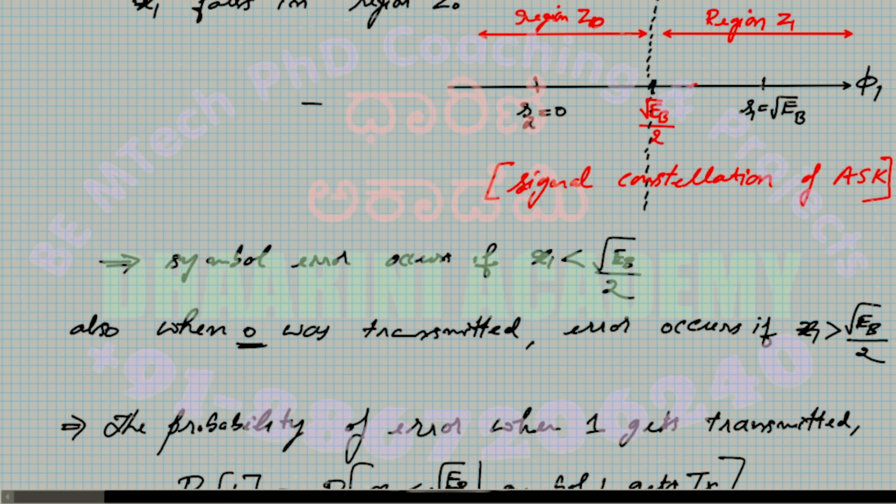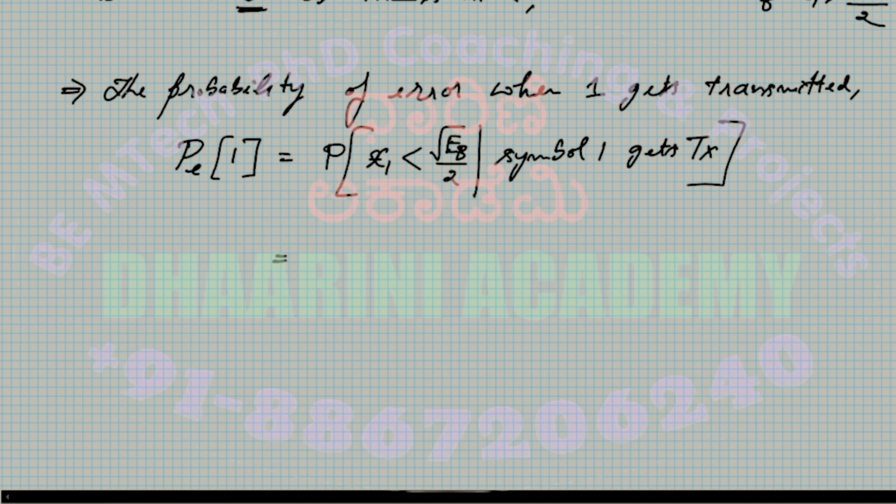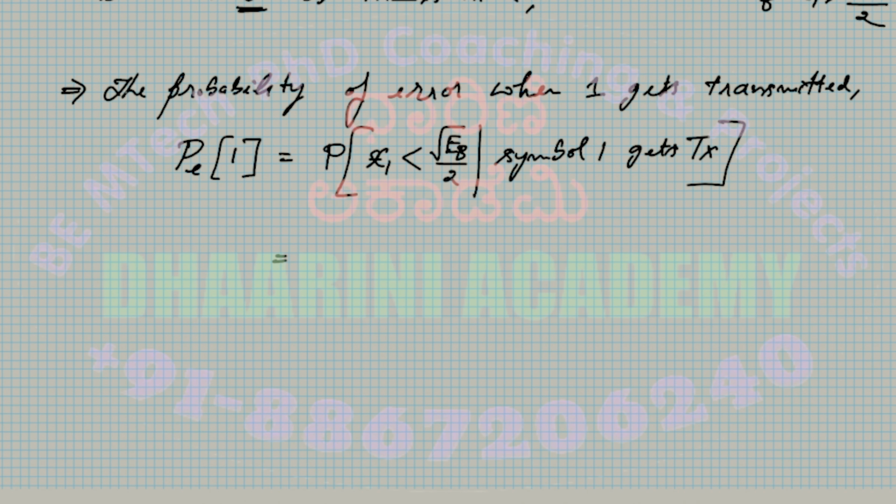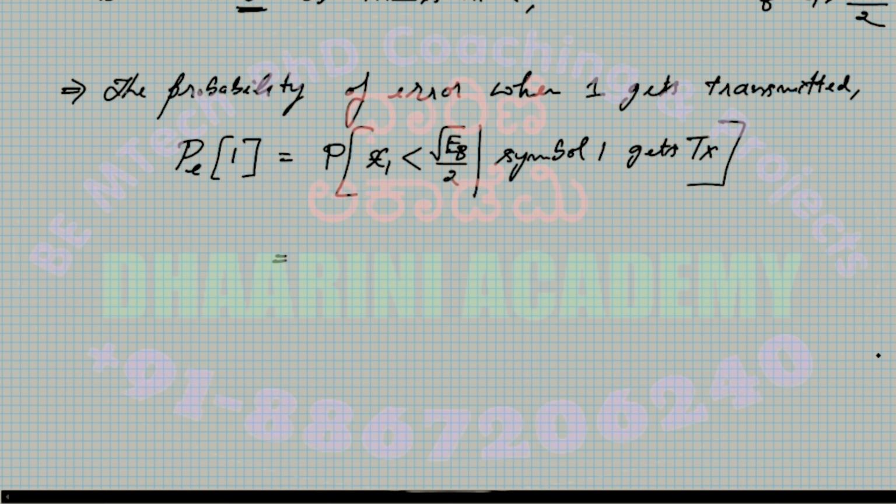That's the chance. So I need to do the integration, because when you integrate the PDF, you get the probability. This is what is basic, right? So I have a PDF with me. You need to integrate to get the probability, correct? So that's why I'm doing the integration. This is equal to the integration all the way from minus infinity till the boundary, that is root Eb by 2.